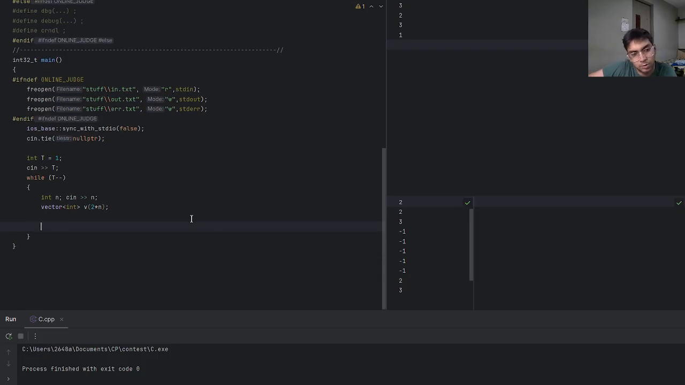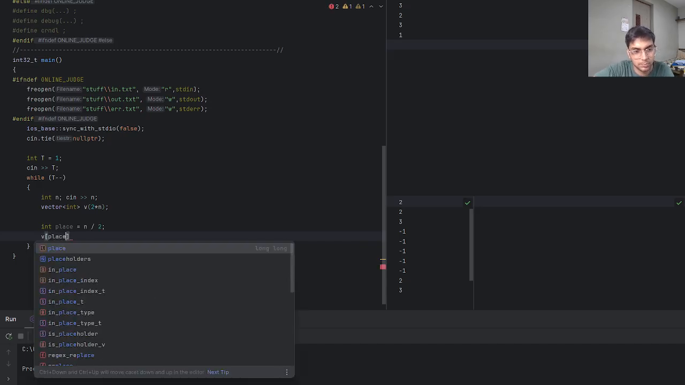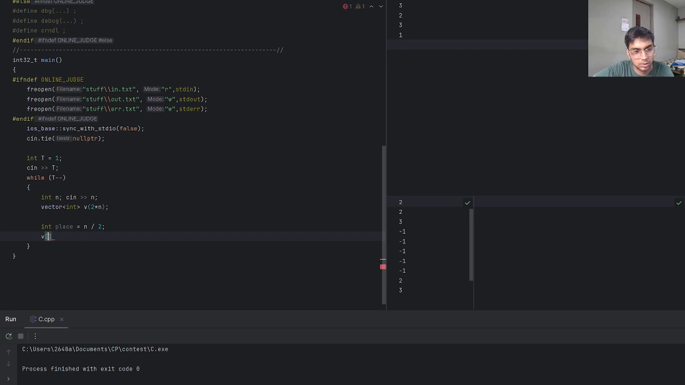So, here's what we will do. I will first say, let's say place, if we have to place that at basically n by 2. So, even with what this was, yeah, so place on the left number we have to put it. So, vector of basically place, or rather I should say, what I should say.